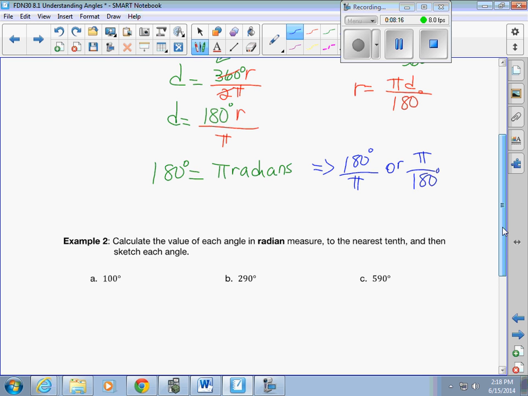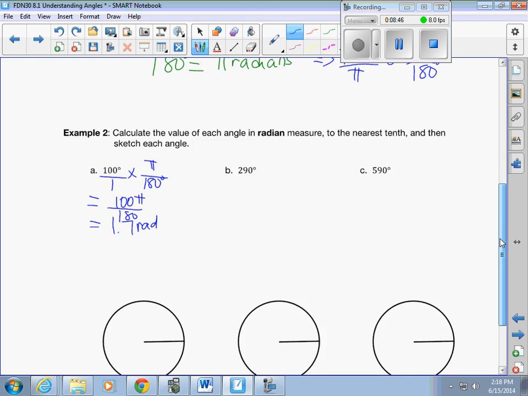Calculate the value of each angle in radian measure to the nearest tenth, and then sketch each. So 100 over 1. Again, I want to get rid of my degrees, so I need my degrees in the bottom. So this is 100 pi over 180. If I multiply and divide, that leaves me with 1.7 radians, or 1.7 rads.